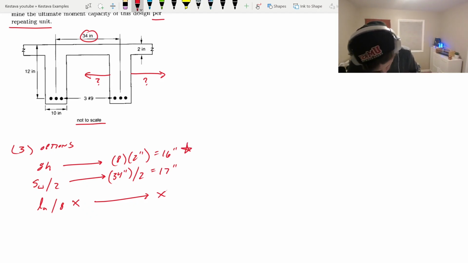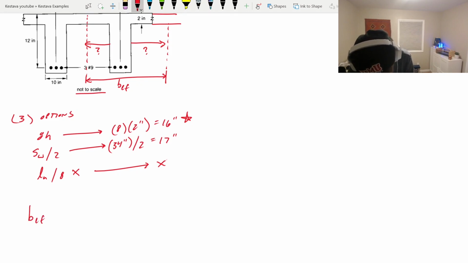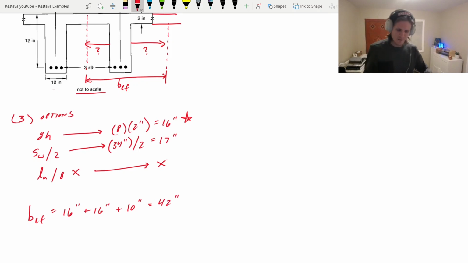So that means our effective width, b_ef we could call it, if this slab kept going, is going to be 16 inches on either side. So 16 inches plus 16 inches plus the thickness of your web, which is 10 inches. That gets us 42 inches as our effective width of our flange that we can engage, and use when designing and figuring out the capacity of our individual T-beams.